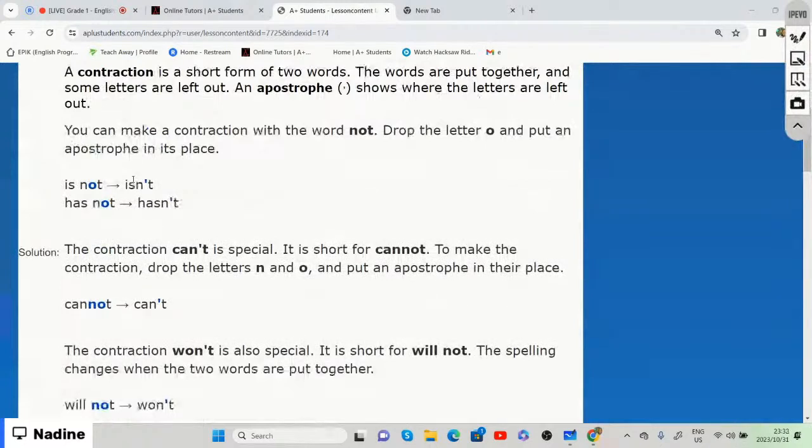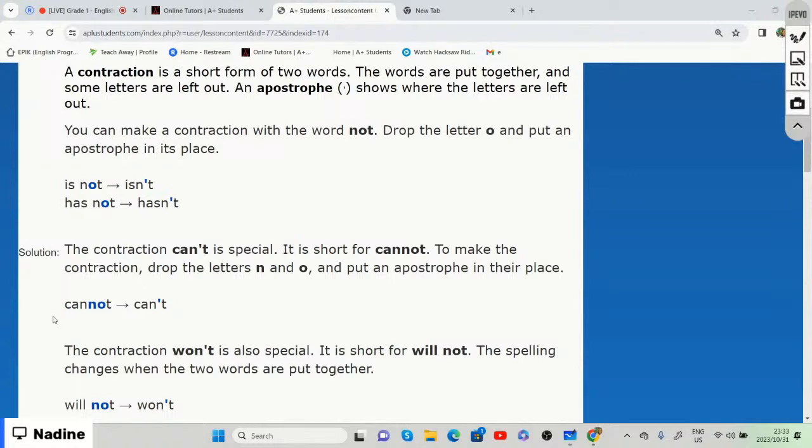We said that if we add the word not, let's say like does not, then the first word stays the same, and thereafter with not, we remove the O and then we put the apostrophe in its place. Does not.